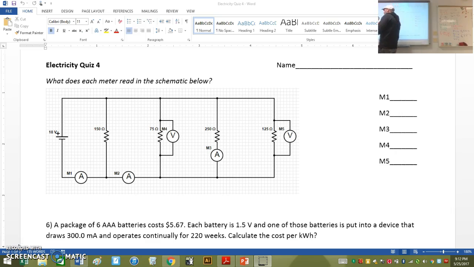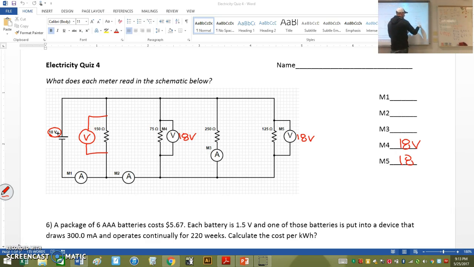So here I've got a parallel circuit, and the trick to parallel circuits is knowing that the voltage across each of these components is all 10 volts. Or I'm sorry, not 10, but 18 volts. So this right here is going to read 18 volts, and so is this. So that's why M4 is going to be 18 volts, and also M5 is also going to be 18 volts.